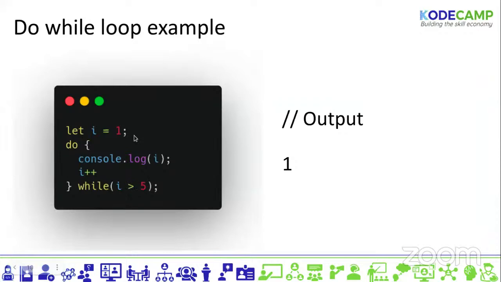So here, after printing 1, it increases 1 by 1. So this becomes 2. You now check, is 2 greater than 5? No, 2 is not greater than 5. So this doesn't run anymore. So that's the difference. But this loop has run once before checking whether the condition is true or false.